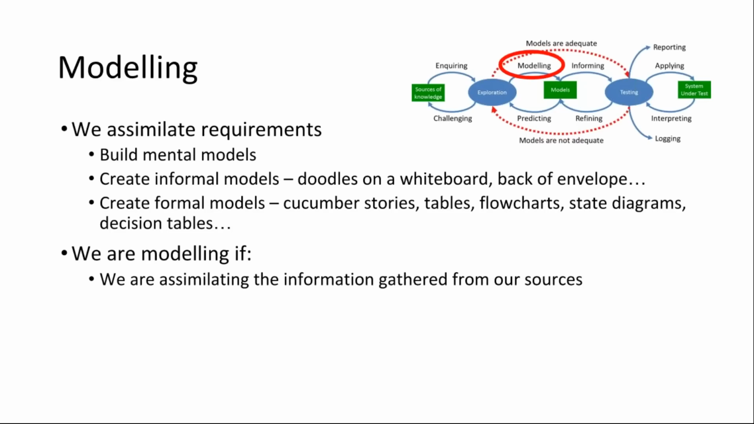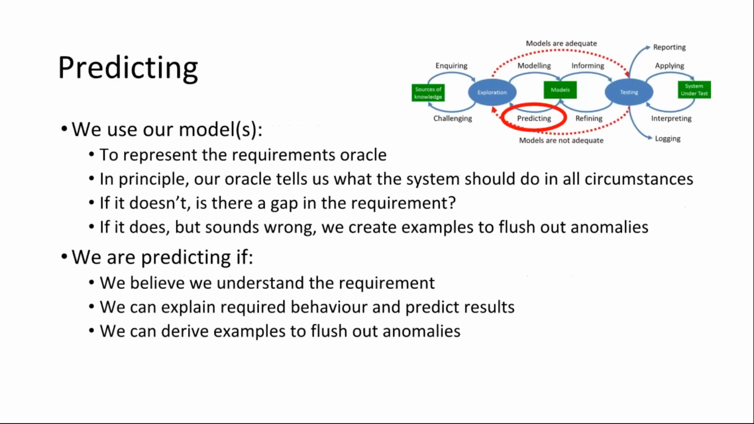Modeling is where we are assimilating the information gathered. So we're trying to understand what the requirement actually is, the need actually is, if you like. So modeling is where we're trying to assimilate information and understand it. Predicting is where we can come up with examples derived from our model. We understand the requirement now. Now we can come up with some interesting examples, potentially to go back to our users.